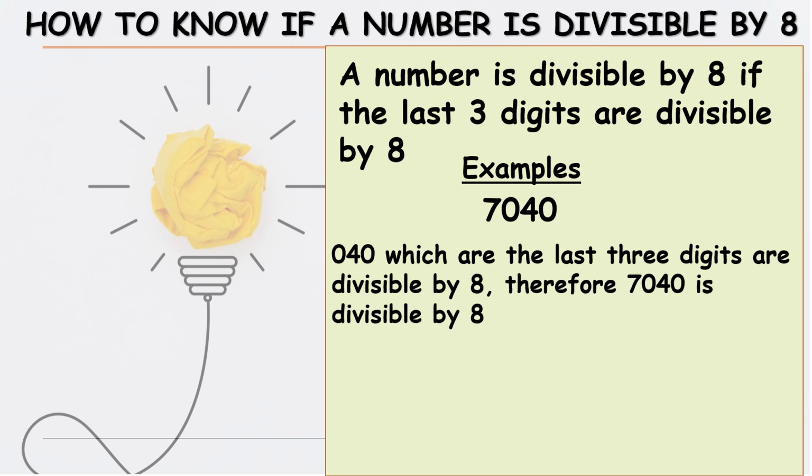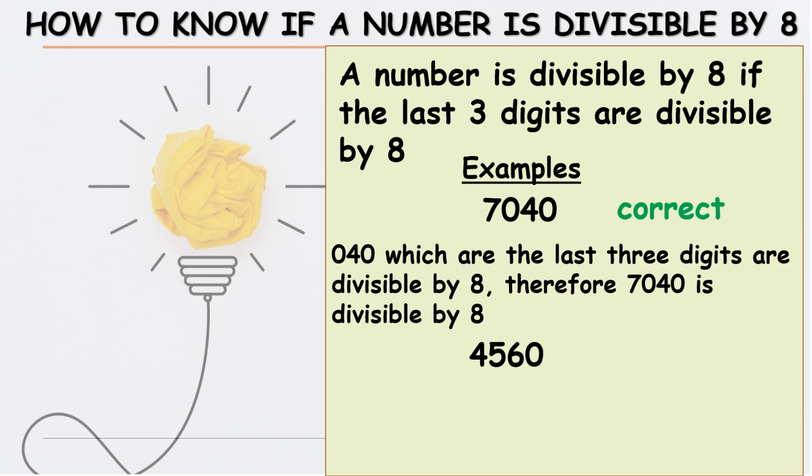040. Is 040 easily divisible by 8? 040 is the same as 40, and 40 divided by 8 is 5. So since the last 3 digits are divisible by 8, the entire number 7040 is divisible by 8.